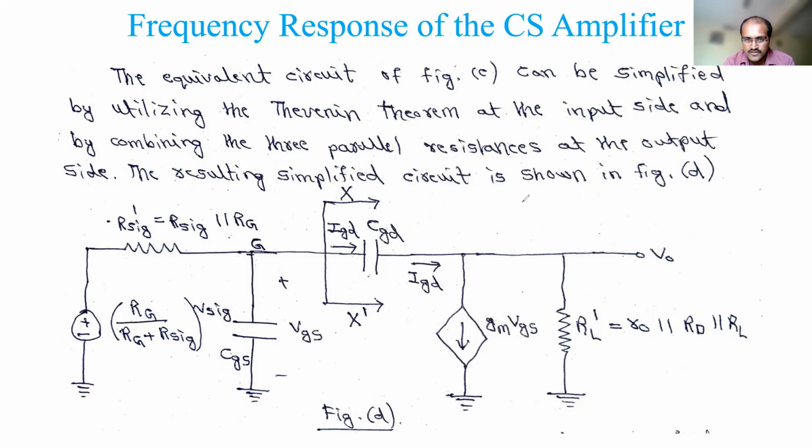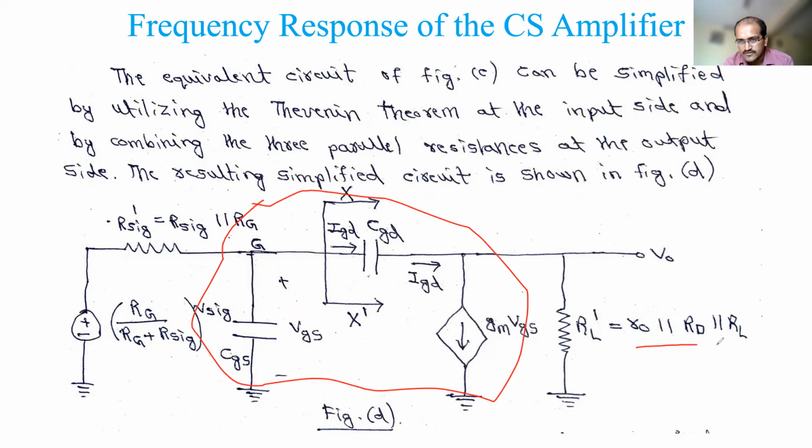So now I have a new circuit. This is the MOSFET model, so there is no change I have made. This is the MOSFET model I had. CGD, CGS, and gm VGS were there. R0 was there, and it is now combined with RL dash. See here, RL dash equals R0 parallel to RD parallel to RL. The circuit is a little bit compressed now.